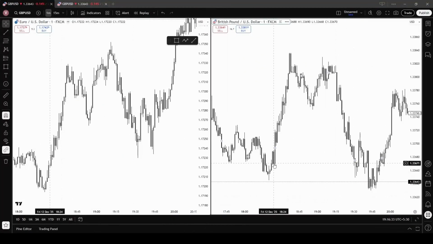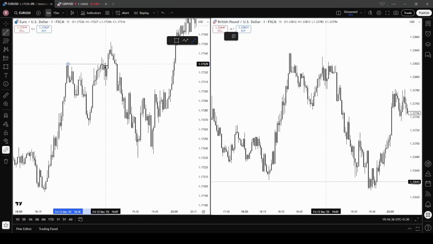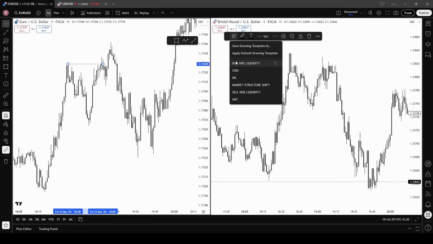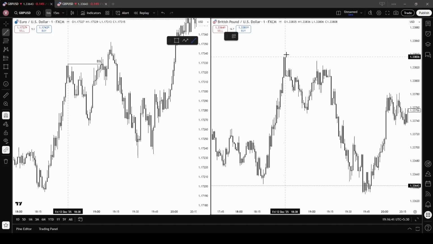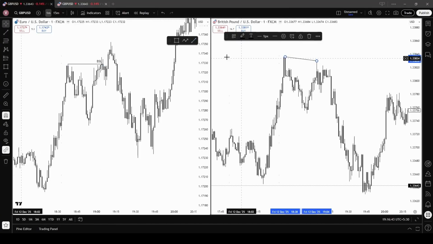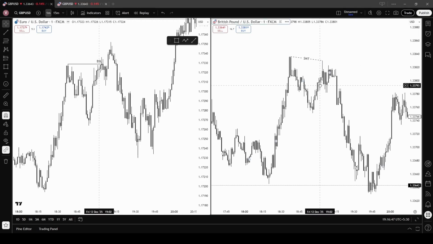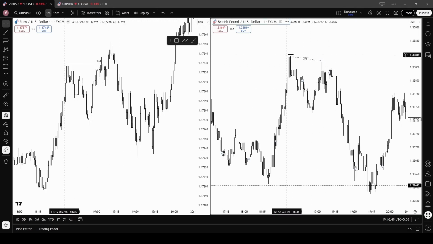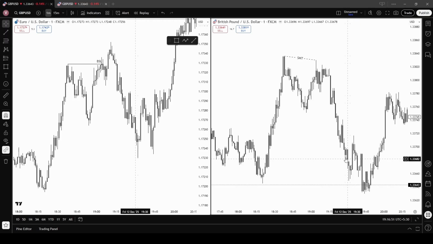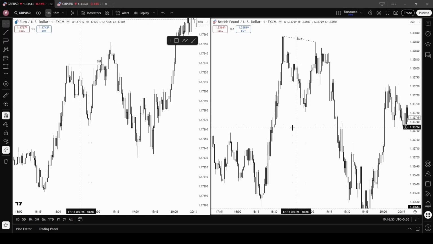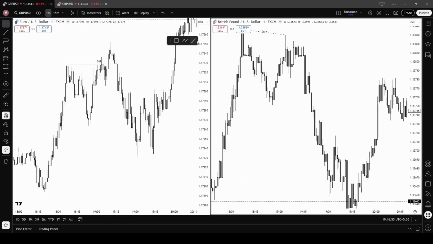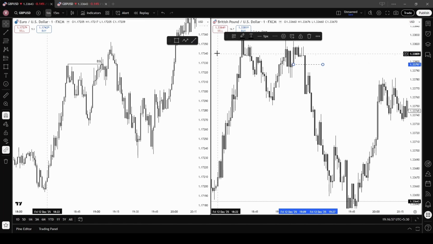Here's a clear example of an SMT divergence. Notice how price takes this high in euro, breaking above the previous high, while GBP fails to do the same. This mismatch between correlated pairs is what we call an SMT divergence. Since GBP does not take the high, this SMT becomes a price signature of a potential reversal, indicating that price may be ready to move lower. Now, we wait for confirmation.